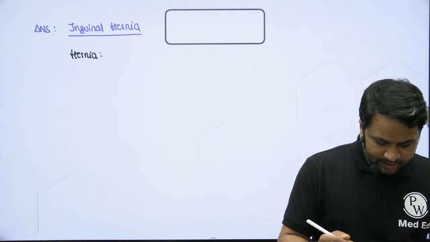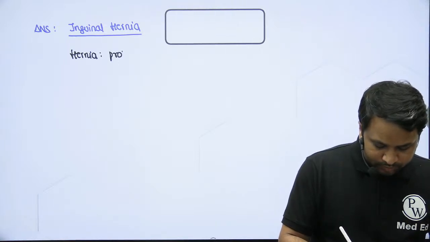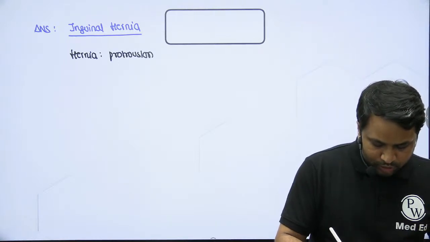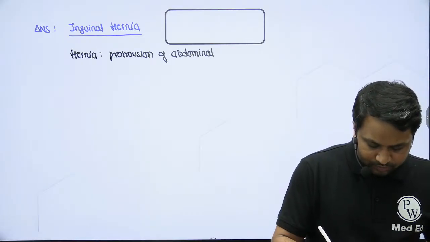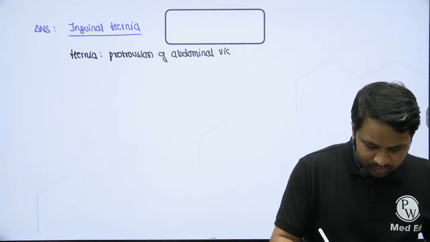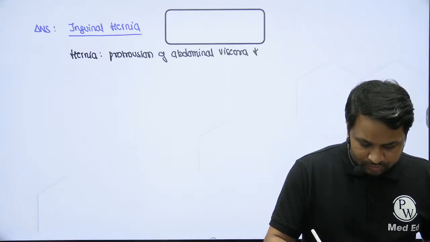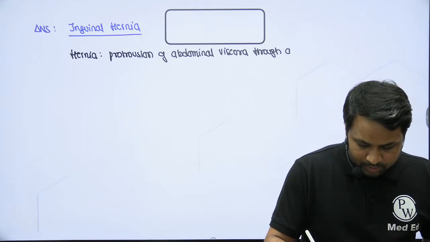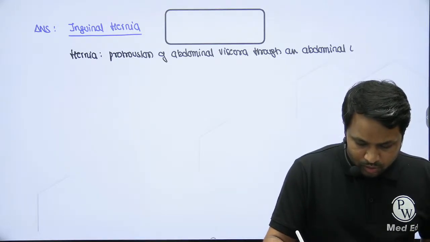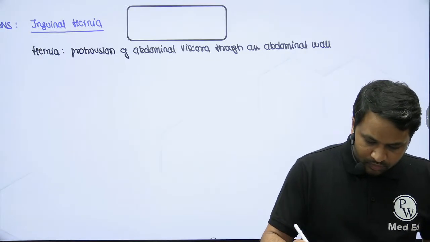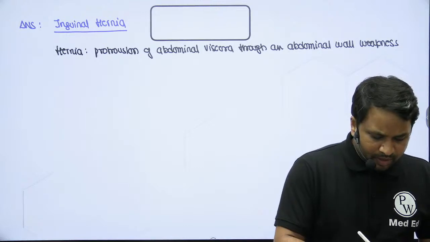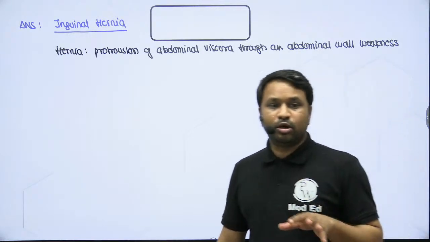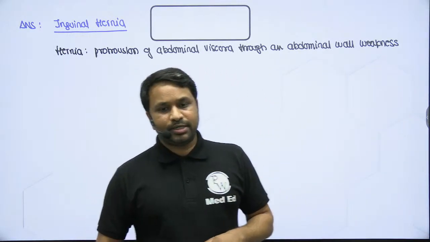Hernia is defined as the protrusion of abdominal viscera through an abdominal wall weakness. That is the simple definition of hernia. It is the protrusion of abdominal viscera through an abdominal wall weakness that we call hernia.